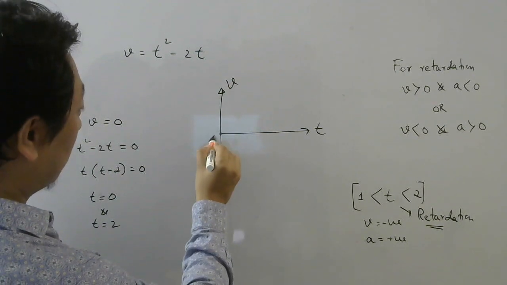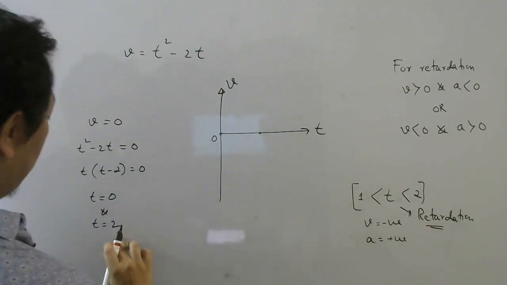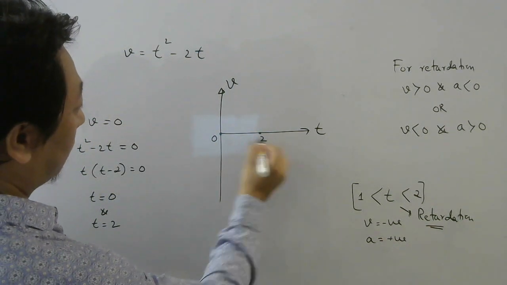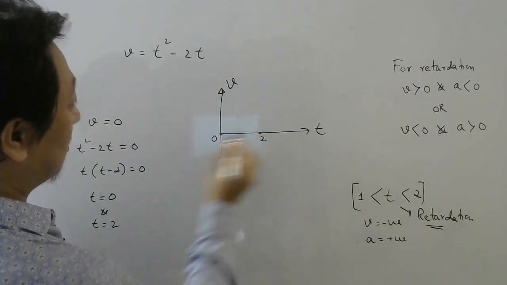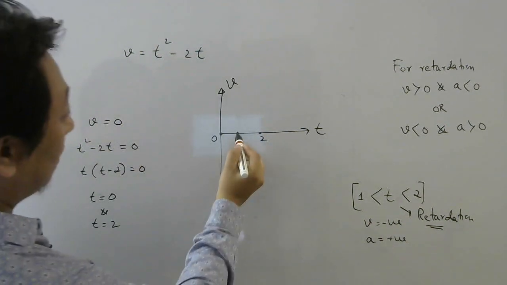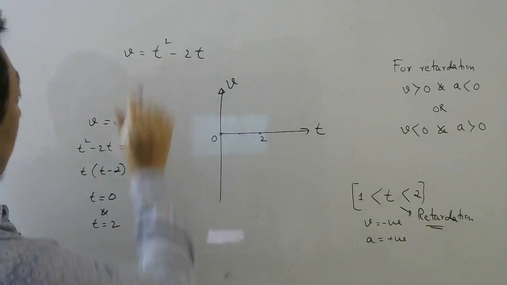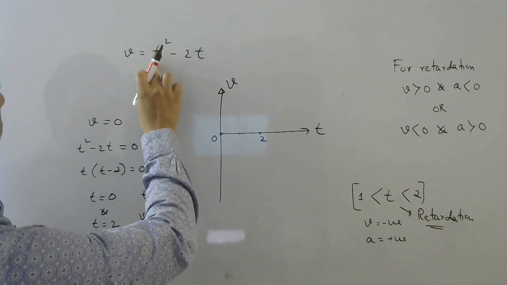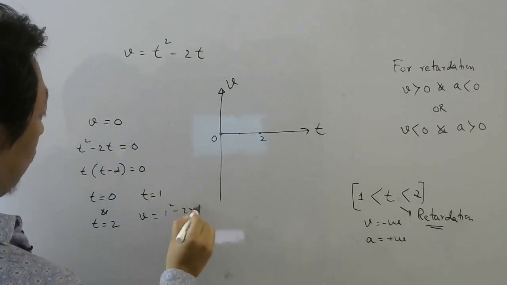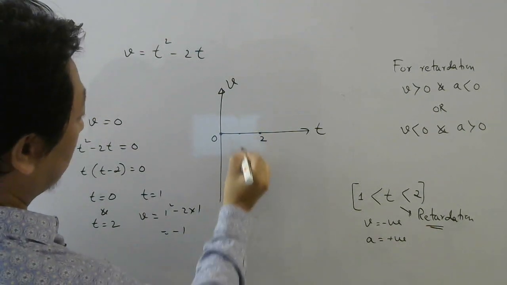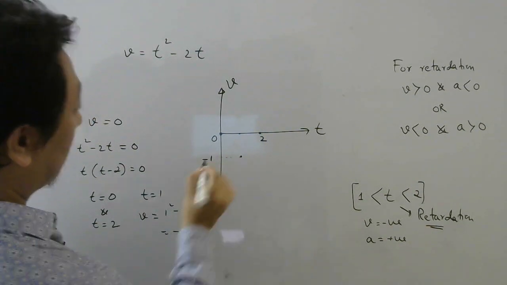So for t equal to 0, your v will be 0. Also for t equal to 2, your v will be 0, right? So here v is 0, here v is 0. Now what about t equal to 1? Let us check easily from here. So t equal to 1, if I put, v will be 1 square is 1 minus 2 into 1. So this is minus 1. Here is your minus 1.